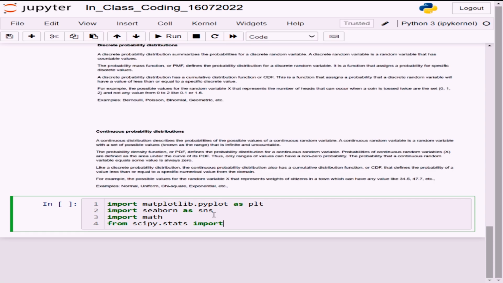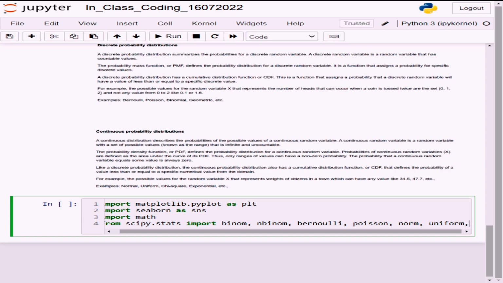This is optional. If you want, you can type scipy.stats.norm, scipy.stats.bernoulli, etc. every time, which means you don't need this, simply import scipy. Okay, so import binomial, this is for binomial distribution. There is another called norm. I want Bernoulli's distribution, Poisson distribution, then normal distribution, uniform distribution. Okay, so that's what I want.